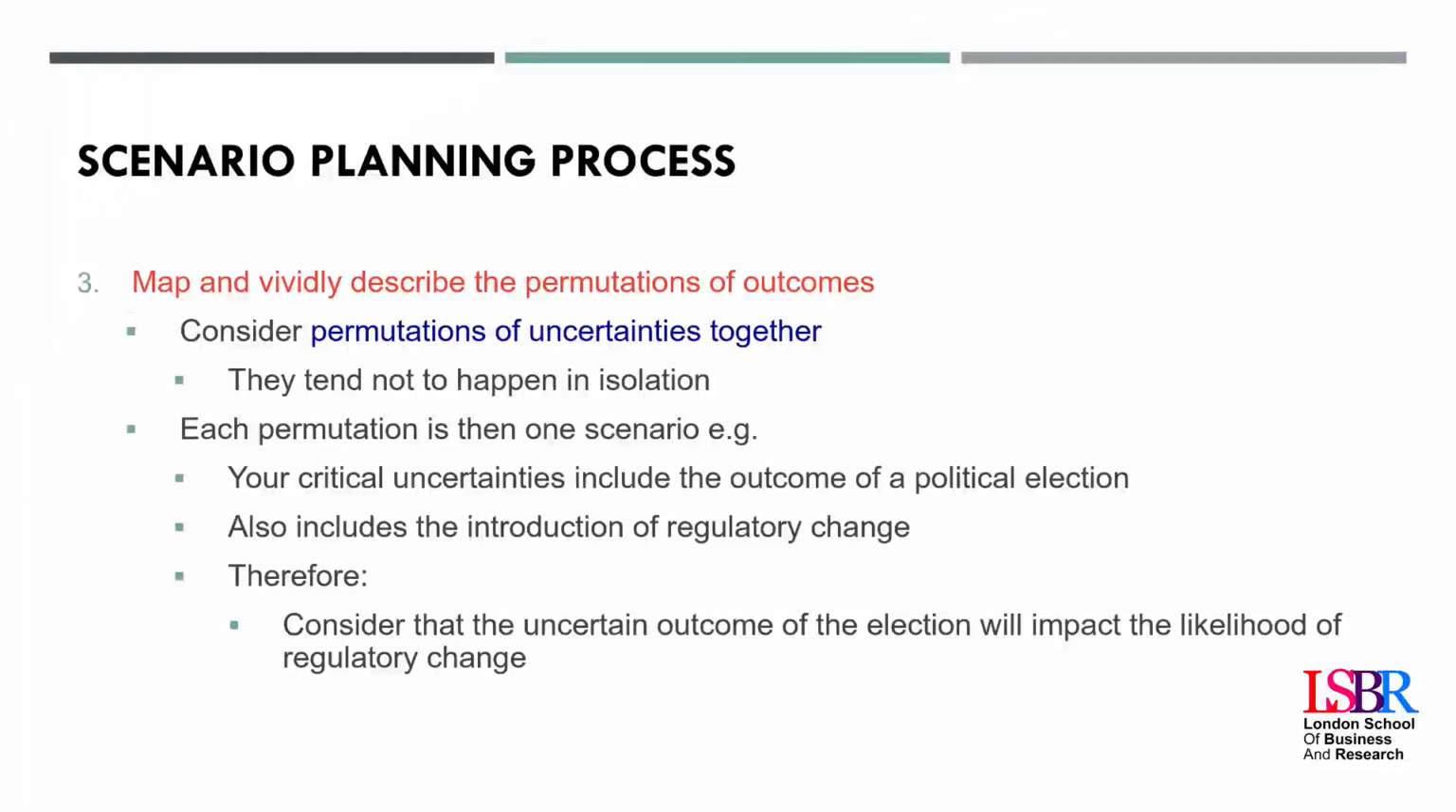Okay. Now, each permutation can be taken as one scenario. So that means your critical uncertainties include the outcomes of a political election. They can also include perhaps the introduction of a regulatory change. So again, for example, in the UK, there's a general election next year. This is just an example. There isn't actually a general election. Say there's a general election in the UK next year. As a result, the Labour Party win. They have a particular set of manifesto promises and policies, and these will change the regulatory terms under this area. So again, that's a big impact for you.